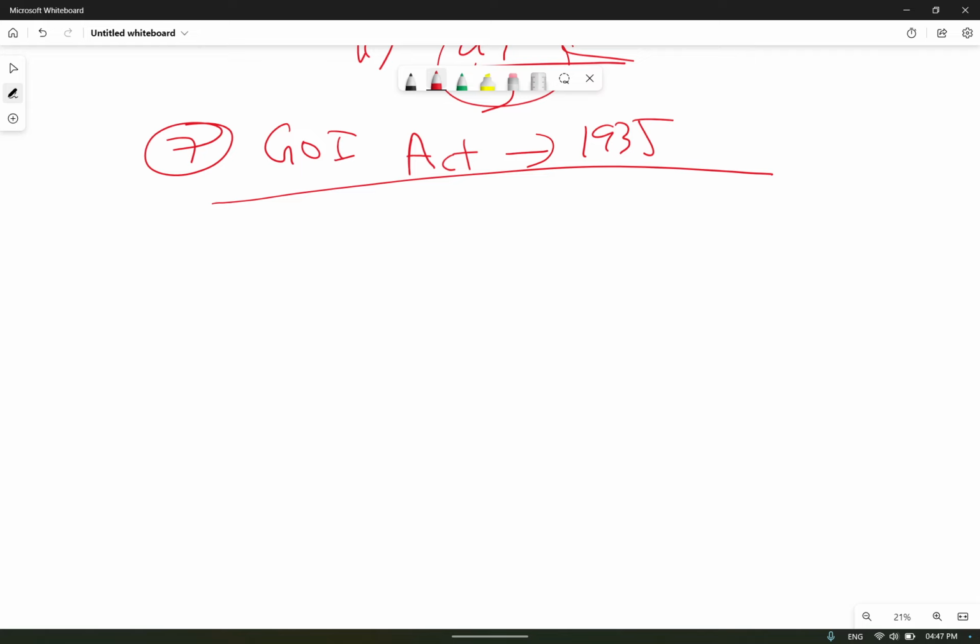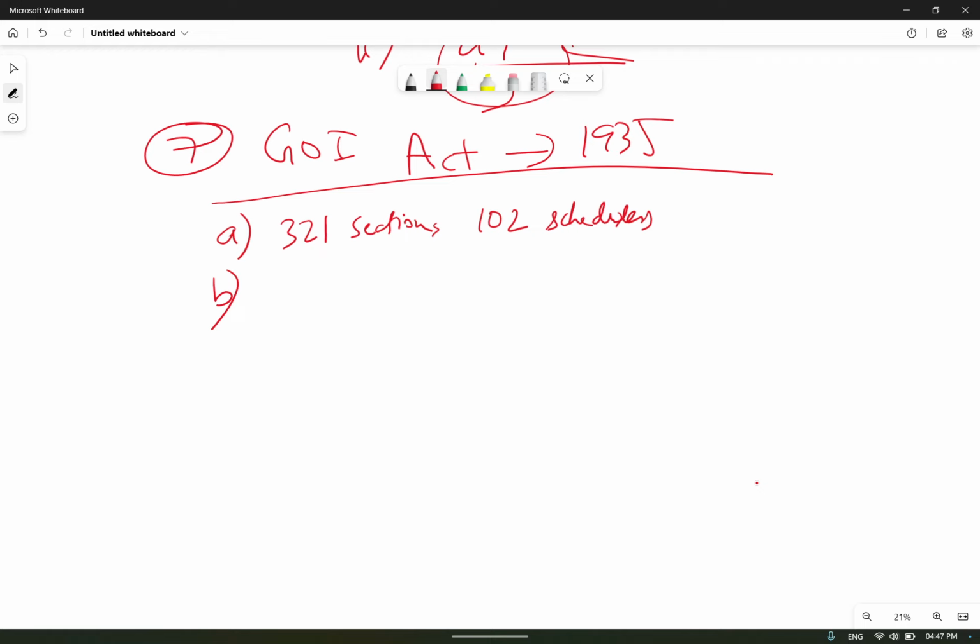Now, the Government of India Act of 1935. It was a lengthy and detailed document having 321 sections and 10 schedules. This act of 1935 prescribed a federation taking the provinces and the Indian states, the native states, as units.